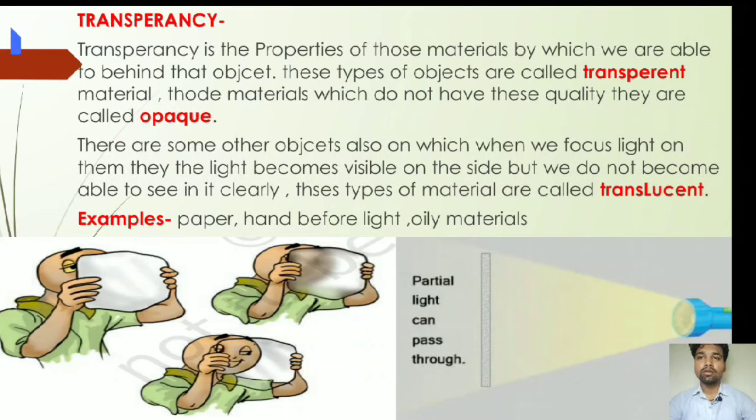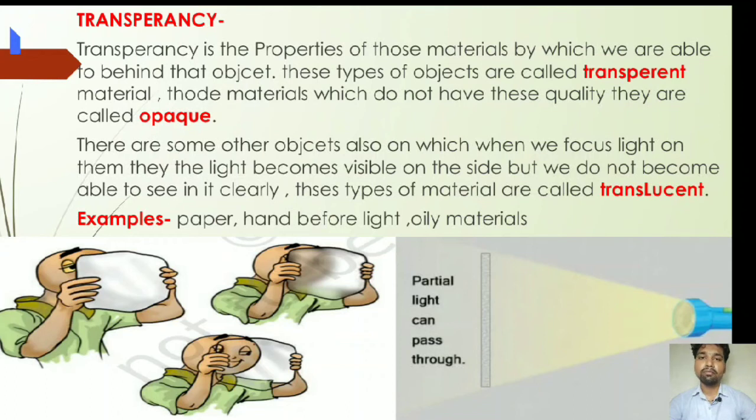Friends, there are some other objects where, when we focus light on them, the light passes through them, but we are not able to see anything behind these objects. These types of materials are basically called translucent. For example, paper, a hand held before light, and oily materials.